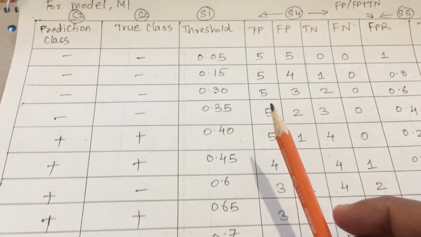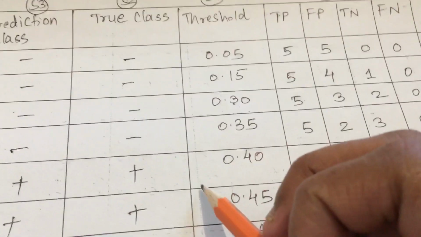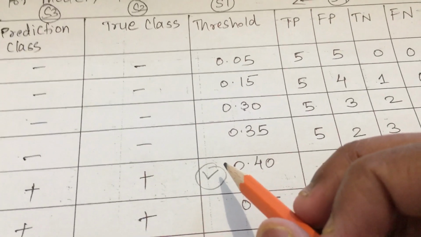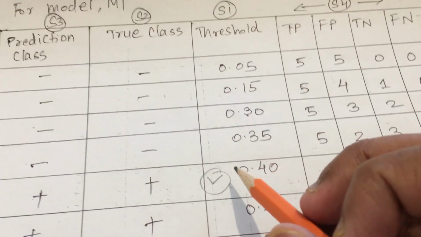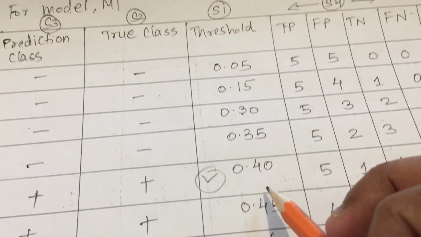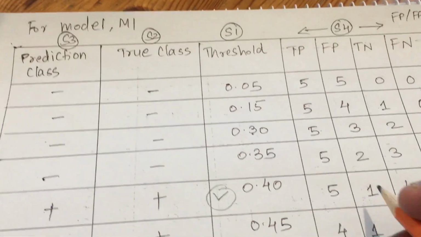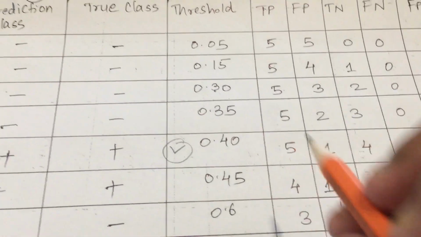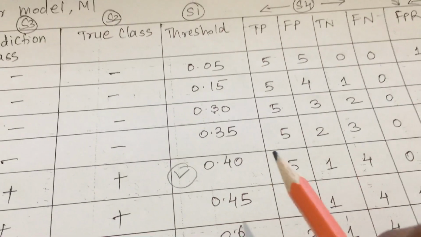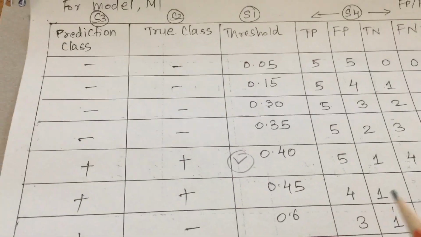Now here what we will do is we will consider a random threshold. Say we consider this one, that is 0.40. Why? Because it will give a better trade-off between false positive and true positive. This threshold selection is majorly dependent upon the business logic. So if you have various business decisions, accordingly you can change this threshold. There is no hard and fast rule that you have to decide upon this value or that value. It's purely dependent on the business logic.